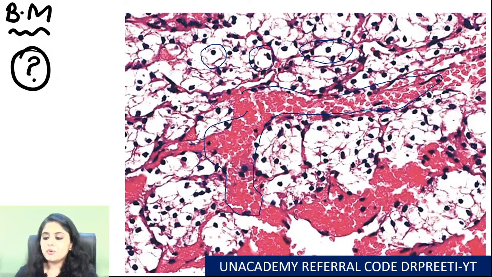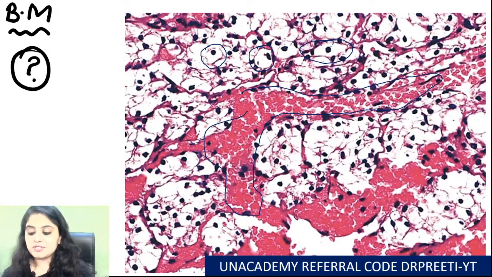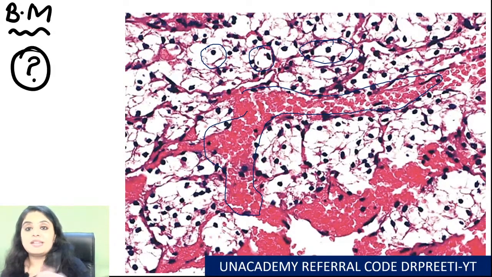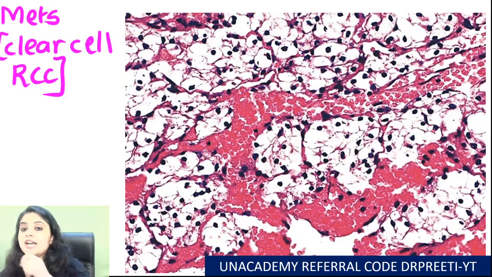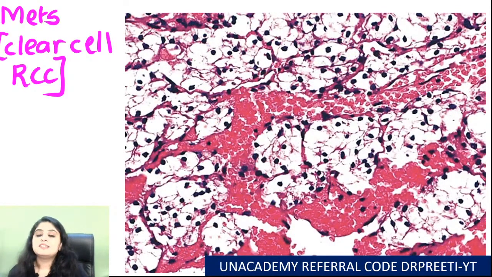Bone marrow, like I said, all of you are thinking only in terms of hematological problems. You're not thinking that maybe something else can also come to the bone marrow. Bone marrow can show you metastasis, yes. Clear cells, kidney mass, I've already told you, female has a kidney mass, and then she's showing you these kind of clear cells in the bone marrow. This was actually a case of metastasis of clear cell RCC in the bone marrow.